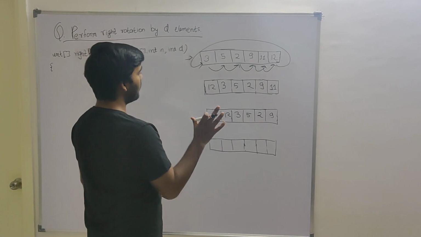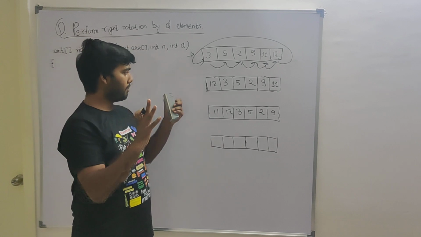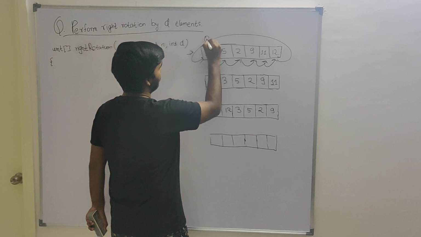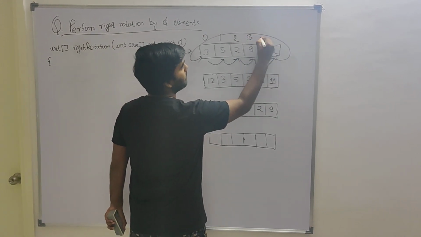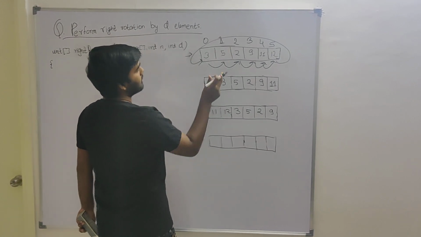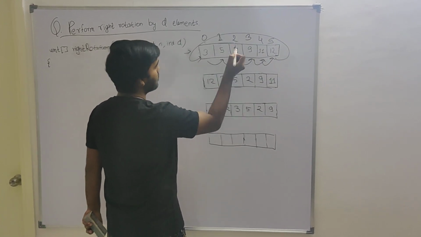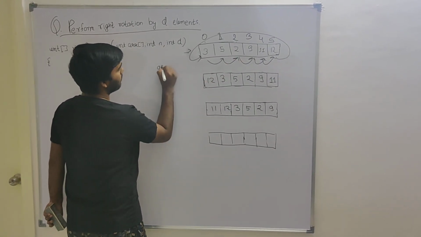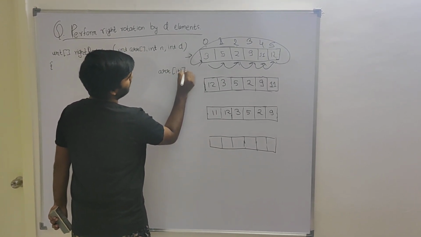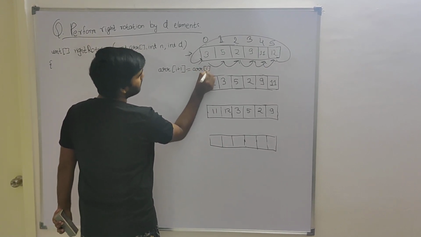Firstly, we need to know how we perform one right rotation. Basically, we are looking at the indexes: 0, 1, 2, 3, 4 and 5. The index 1 is replaced by what is in index 0. The index 2 is replaced by what is in index 1. So we can generalize that if the array's name is ARR, then the I plus 1th element is replaced by the ith element. This will be the basic formula.